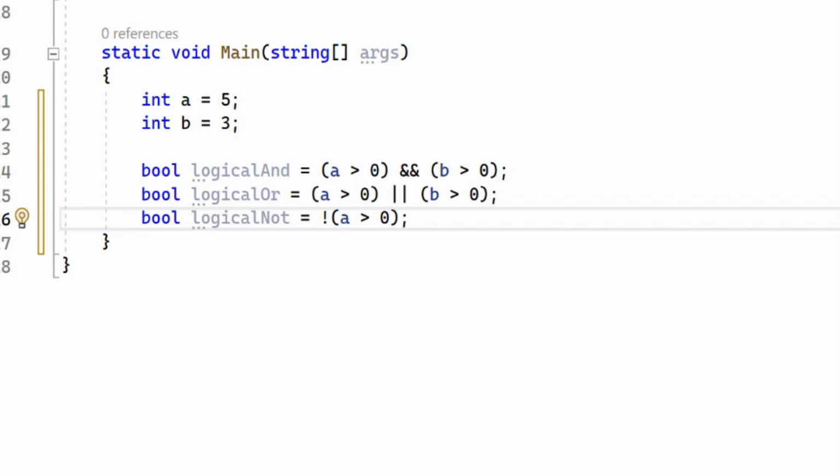This was a very quick introduction to the basic operators in C#. There are quite a few others that I left out. As always, refer to the official documentation to learn more.